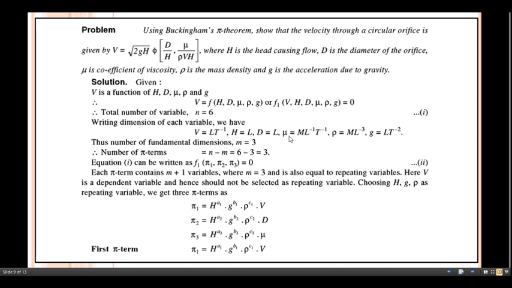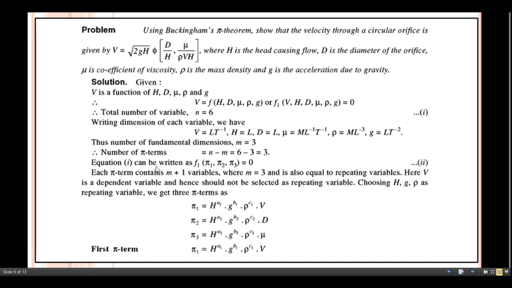The next one, mu. The dimensions of mu with us are M into L raised to minus 1 t raised to minus 1. Now what about rho? Rho is nothing but M L raised to minus 3. These are the dimensions of rho. Similar case with the next one, g: the dimensions of g are L into t raised to minus 2. So the number of fundamental dimensions with us, that is m, is 3. The number of pi terms is the total number of variables minus m, that is 6 minus 3. We get the number of pi terms equal to 3.